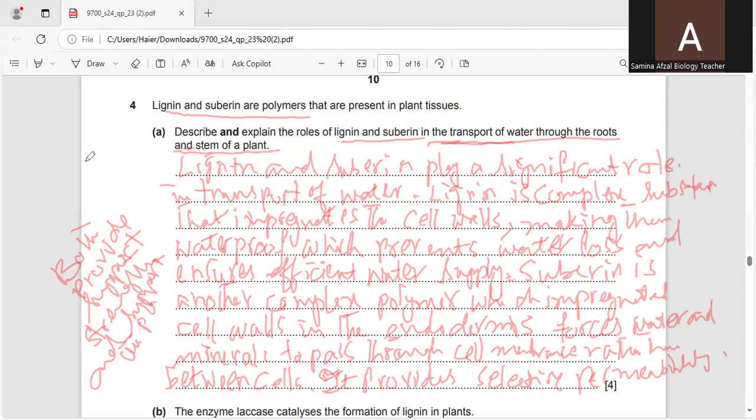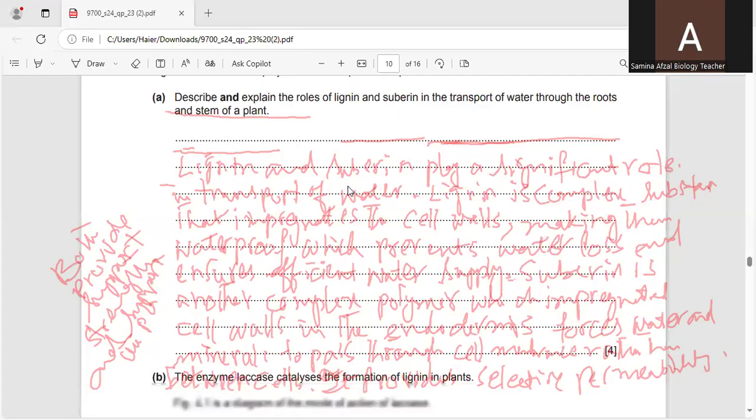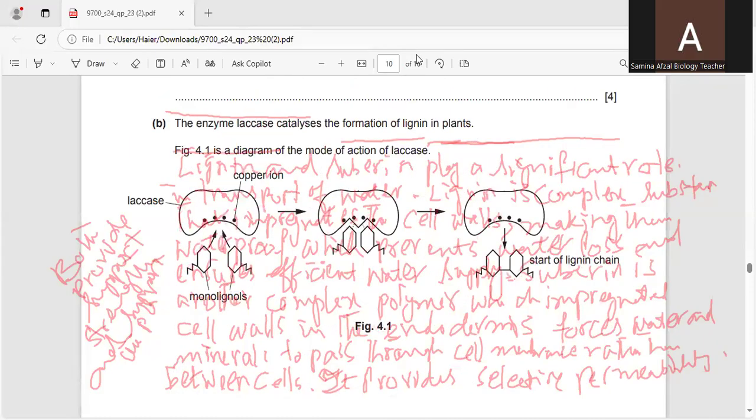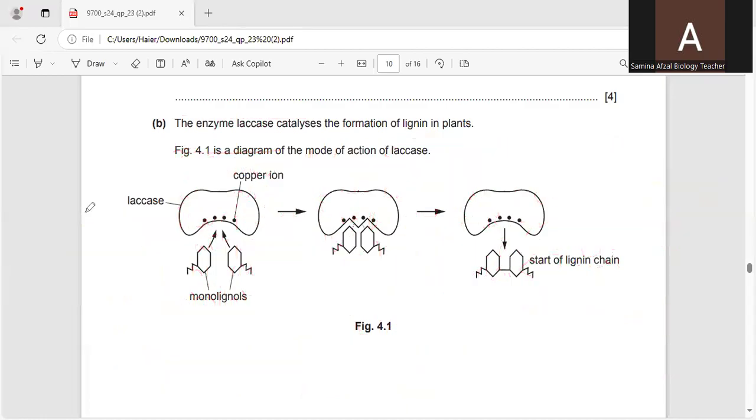So in this way, lignin and suberin work together to ensure efficient and controlled water transport in plants. It was all about this question. Now the next question is there. The enzyme laccase catalyzes the formation of lignin in plants. Figure 4.1 is a diagram of the mode of action of laccase.